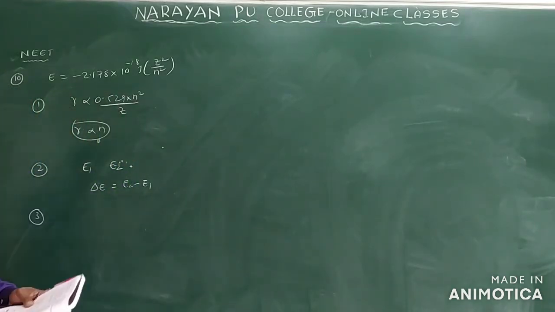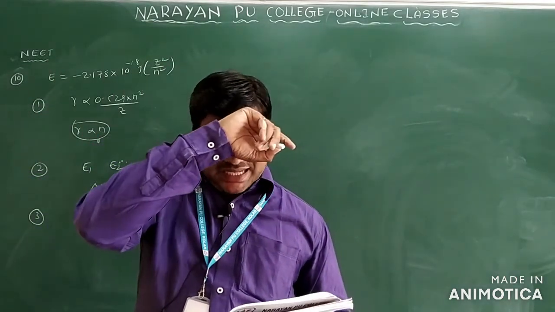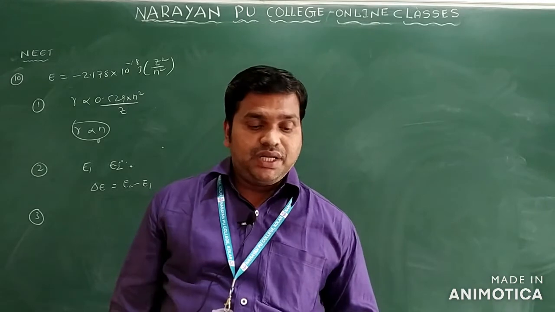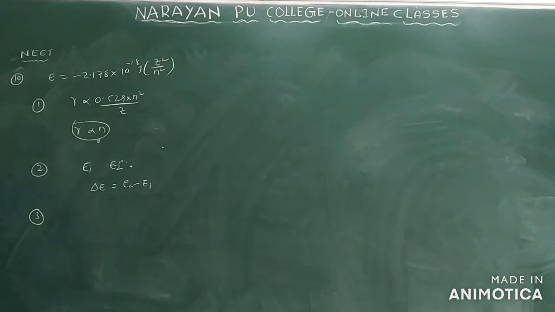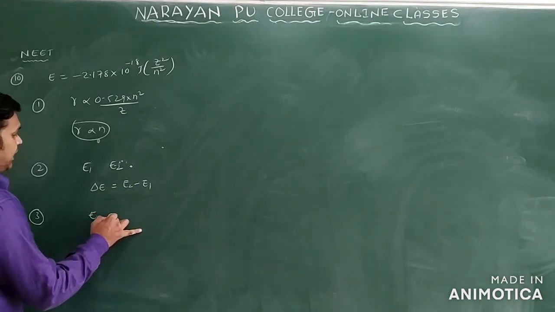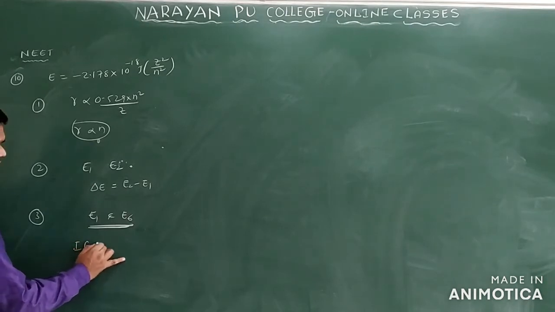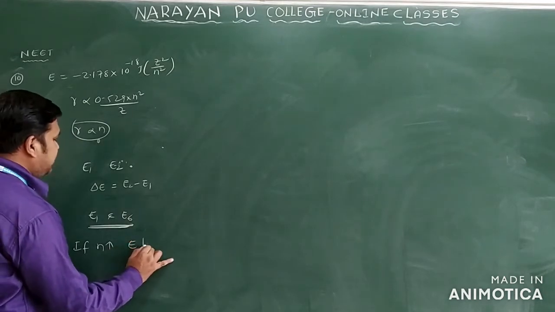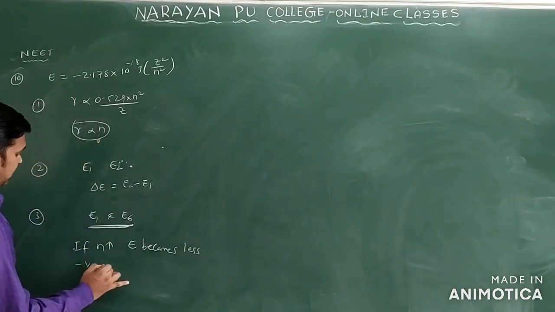Now see the third option. For n is equal to 1, the electron has a more negative energy than it does for n is equal to 6, which means that the electron is more loosely bound in the smallest allowed orbit. Here they are talking about E1 and E6 orbits. Generally, as n value increases, E becomes less negative.